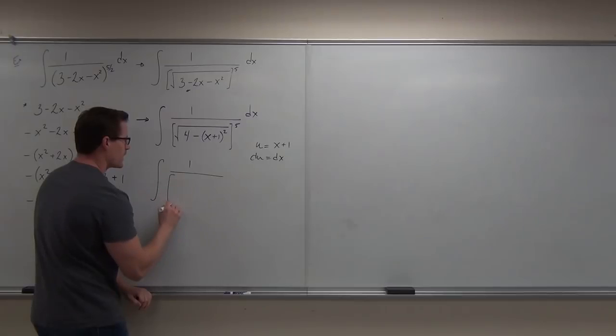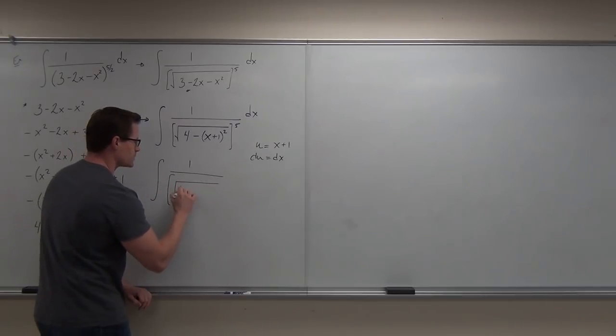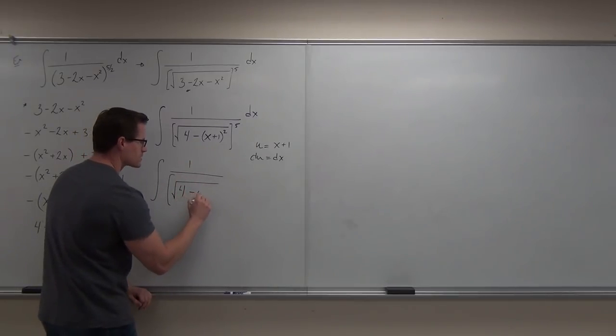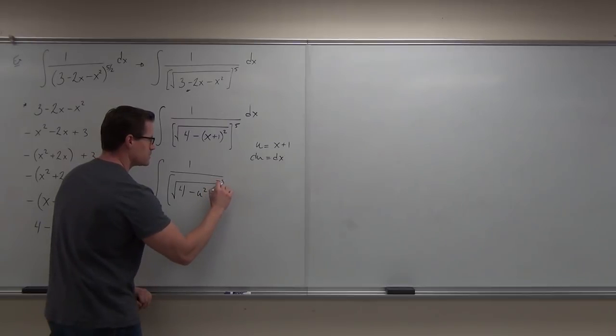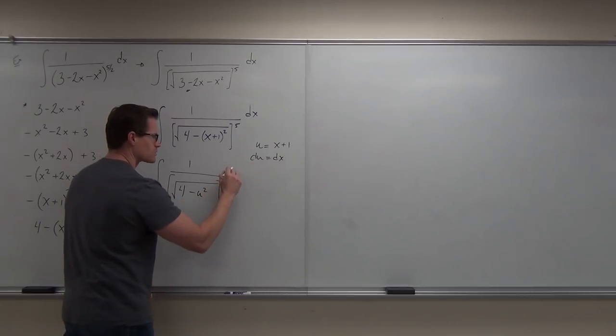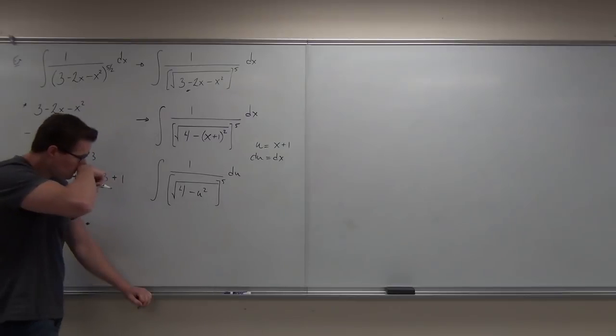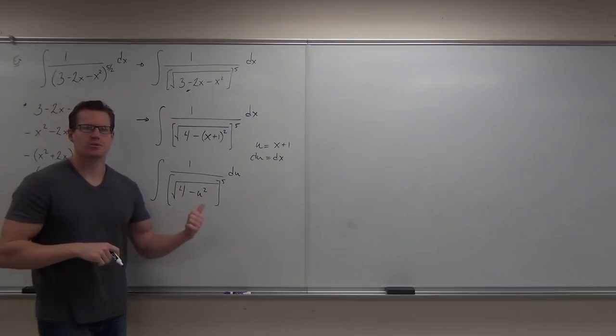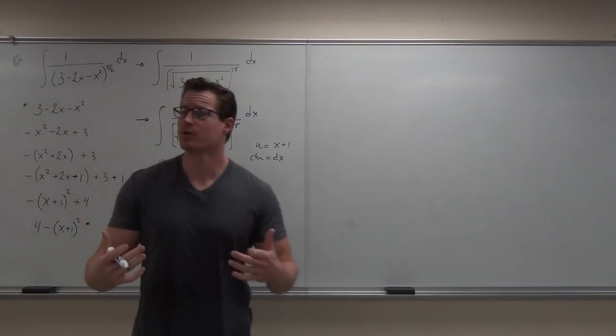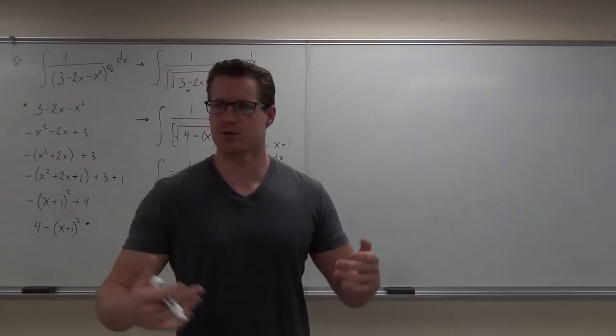We still got this bracket with a square root. We got a 4 still. But here we're just going to do minus u squared to the 5th, and then du, straight substitution for dx. Now this looks a little bit more manageable. So right now, what do we do? Yeah, we're going to do that triangle.